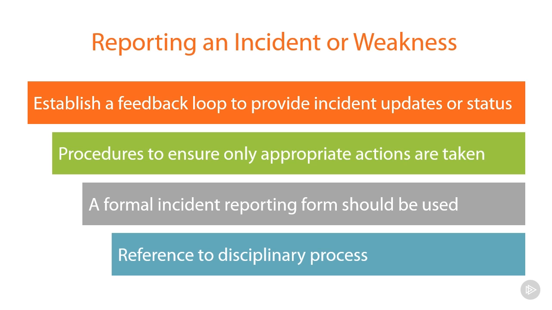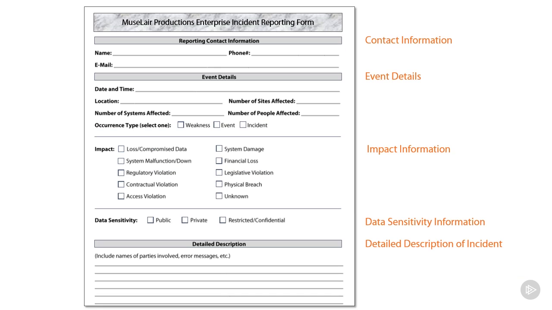Also included should be a reference to an established formal disciplinary policy and procedure for dealing with employees, contractors, or third-party users who commit security breaches. Now here's an example of the incident reporting form that's used at MuseLayer Productions. It's a very simple form, but it does cover a lot of valuable information.